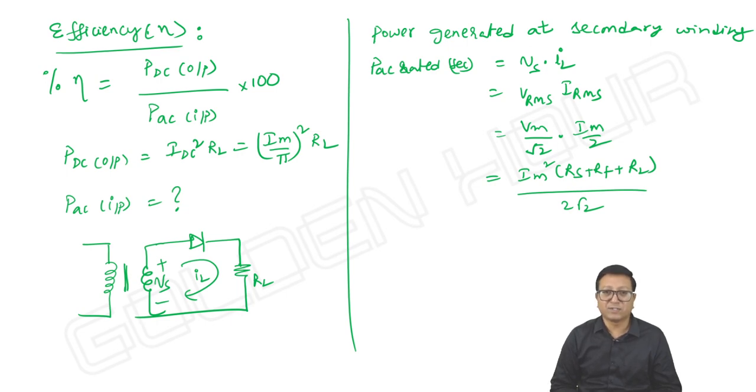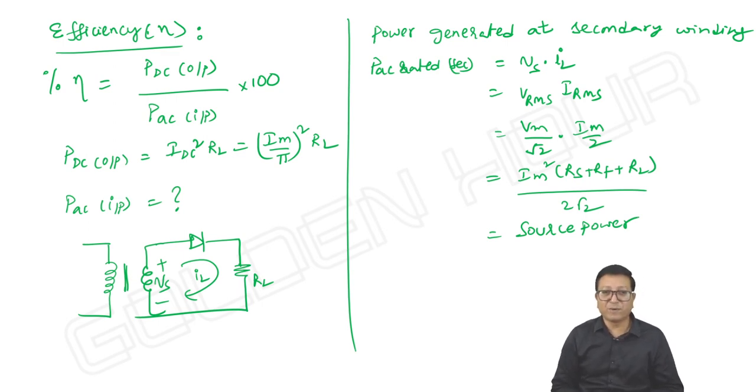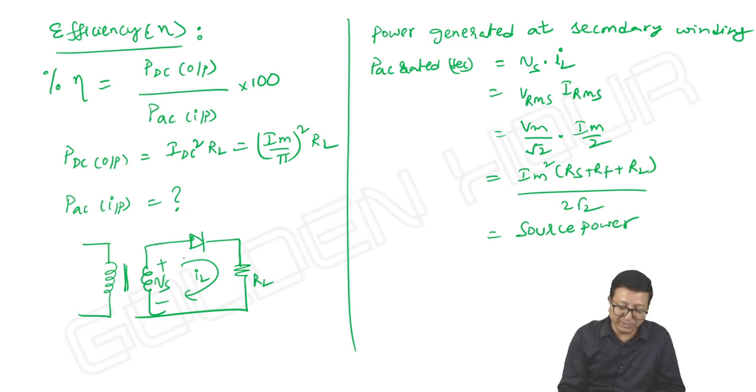The power generated across the secondary winding looks like AC input power only. Let it be. It is also known as the source power, power generated across the source, secondary winding. Circuit power I am taking. Circuit power means the power dissipation across the secondary coil's internal resistance, diode forward resistance and RL. Power delivered to the circuit.